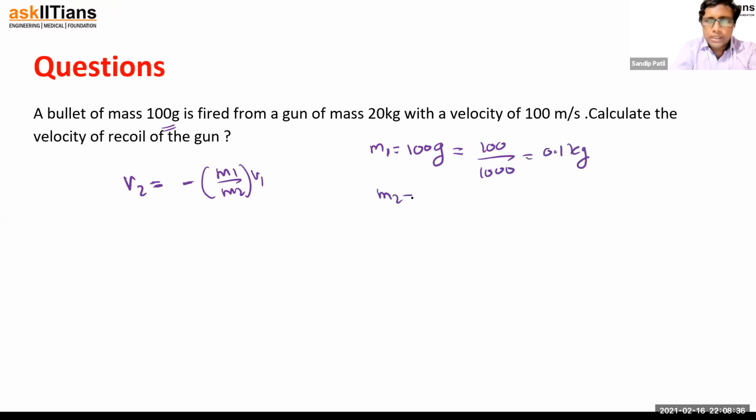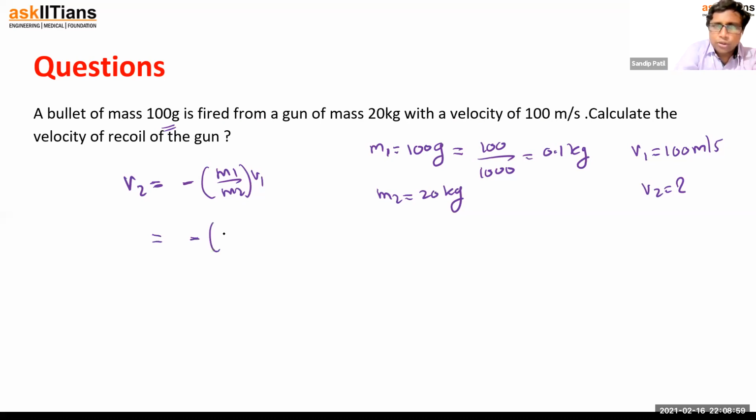What is M2 now? The gun's mass is very big, heavy gun, 20 kg. The bullet is fired from the gun with velocity 100 meter per second. So V1 they have given, right? 100 meter per second. Calculate V2. So we know the formula, let's substitute it here. M1 is 0.1, M2 is 20 kg, V1 is 100. Right? So obviously what will be our answer? Minus 0.5 meter per second.